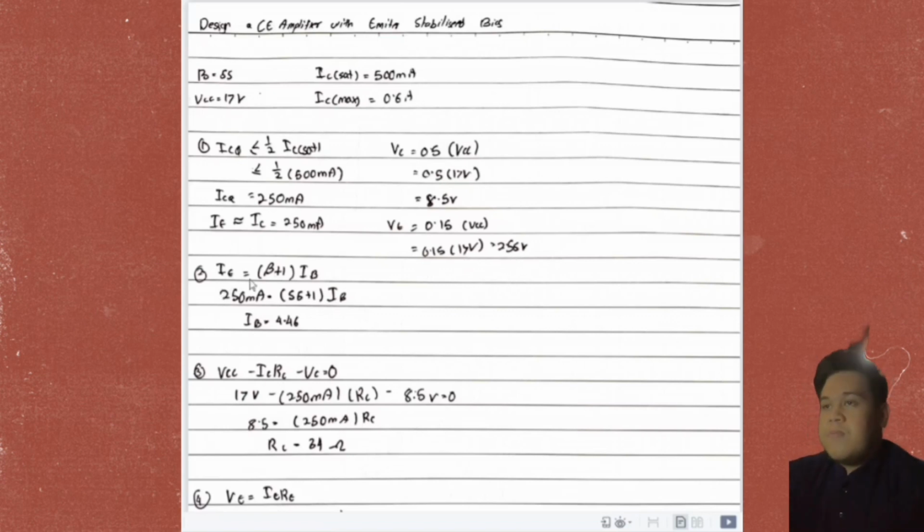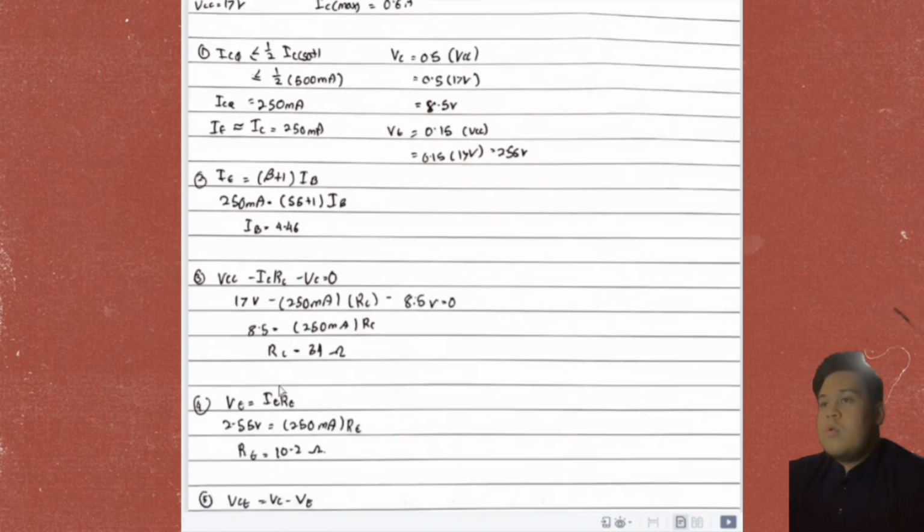For IE, we use the formula to find the IE. We use the formula IE equal to beta plus 1 times IB. So we got the IE 250 milliamp equal to beta 55 plus 1 times IB. So IB we get the 4.46 ampere.